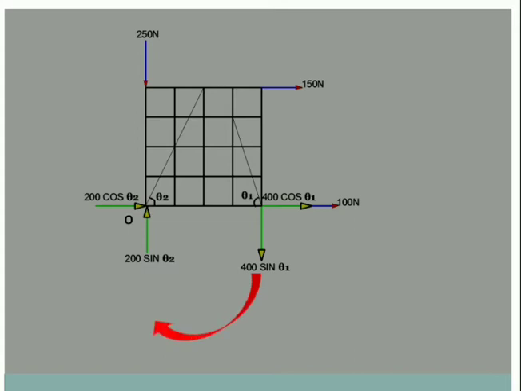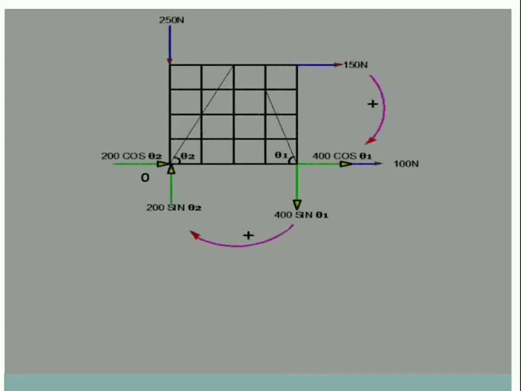Now the next force which will cause moment is 400 sin theta 1. Again this will also move in the clockwise direction. Yes, the arrow is moving in clockwise direction. So only two forces cause the moment. This is the simplified diagram which has the resolved components only, which we need to take into consideration.